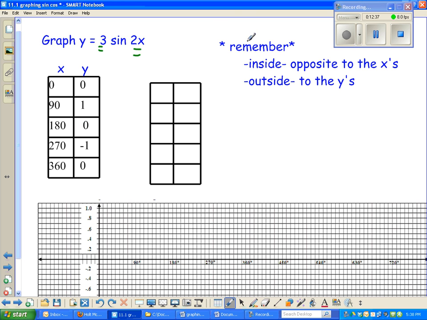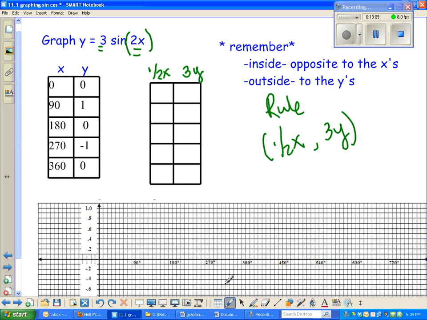Remember, our rule was whatever happens inside the function, and that's going to be anything that happens after the sine or cosine. So 2x happens inside our function. We're going to do the opposite of that to the x's. So the opposite of times 2 would be to divide by 2. So I'm going to have 1/2 x here. And whatever happens outside, that's 3 here, we're going to do that to the y's. So 3y. So my rule, if you were writing the rule for this one, would be 1/2 x and then 3y. And you should be able to now transform your table just like we did before.